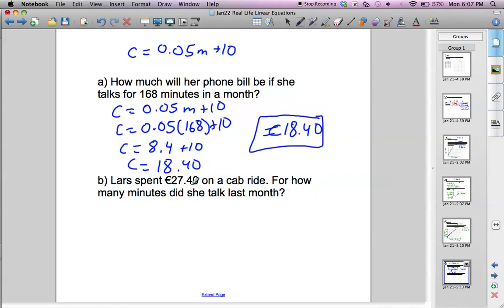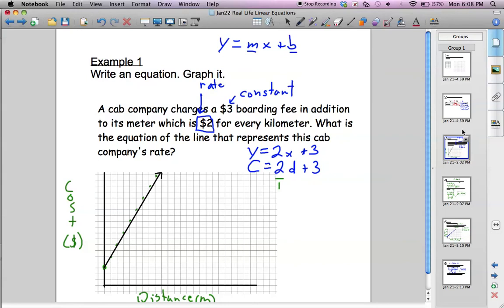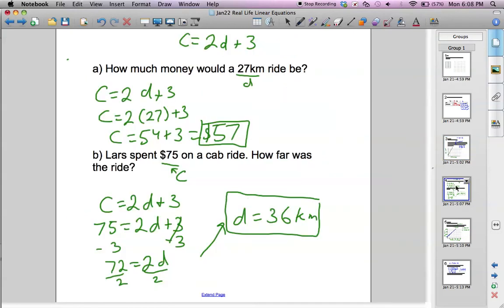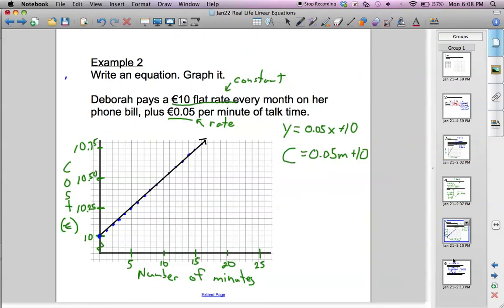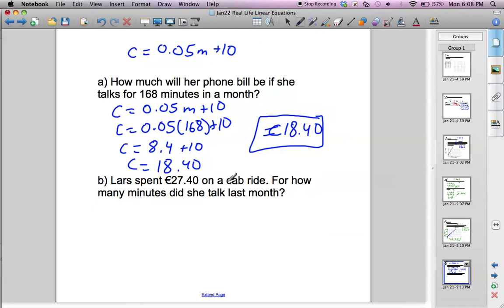Okay, the second question. Now this should be 27.40. Just a second now. Do I have those numbers mixed up? Yeah, this should be 27.40 on the phone bill. Sorry about that.